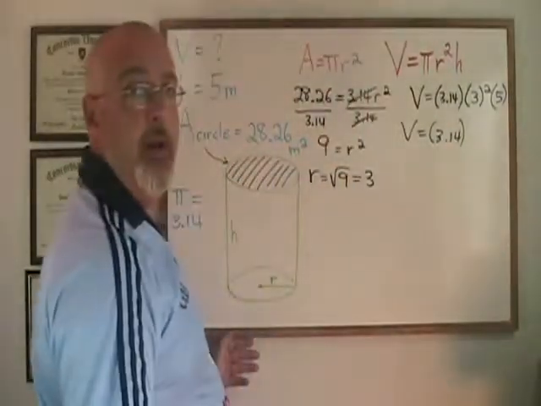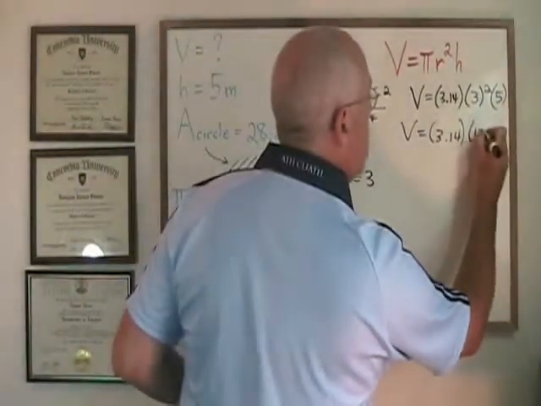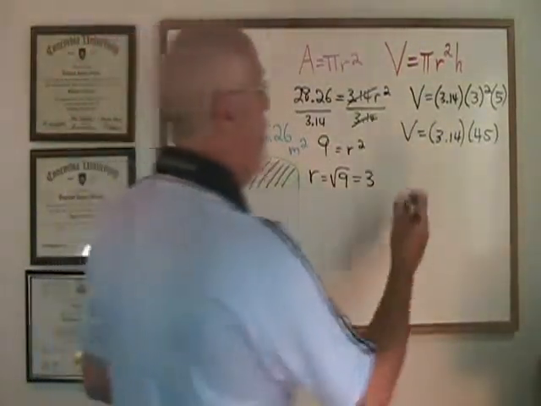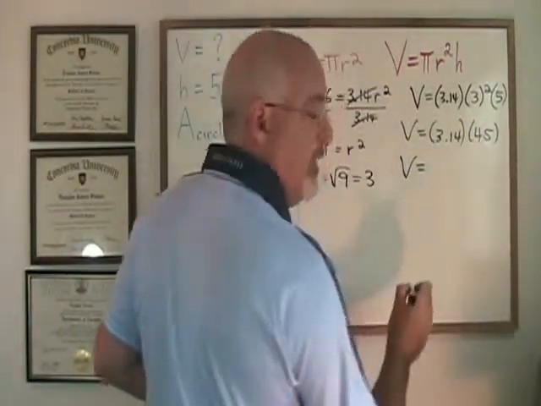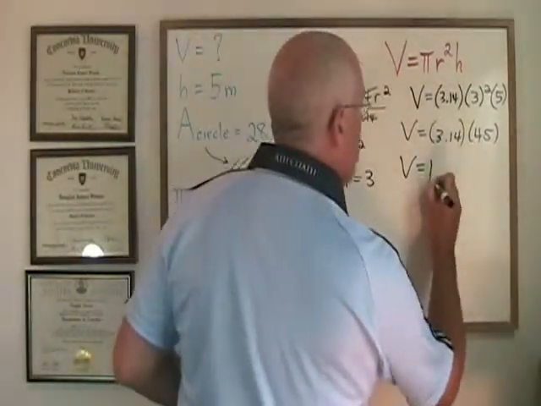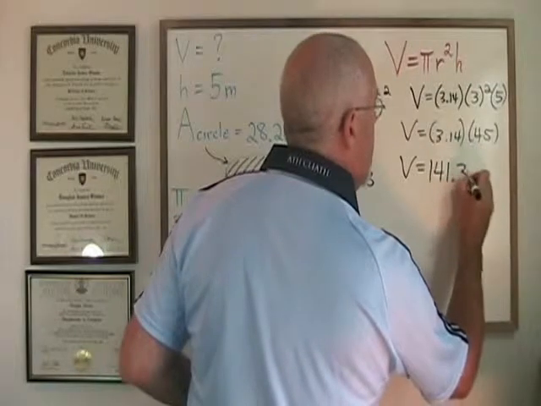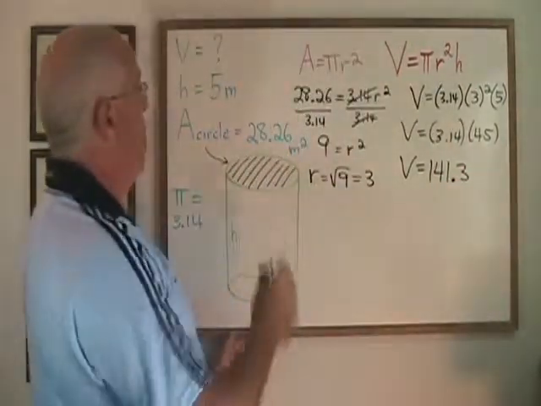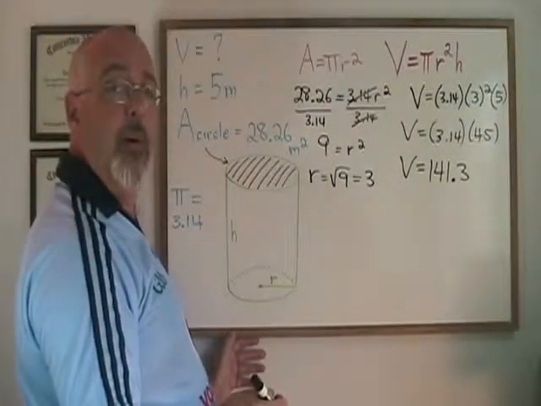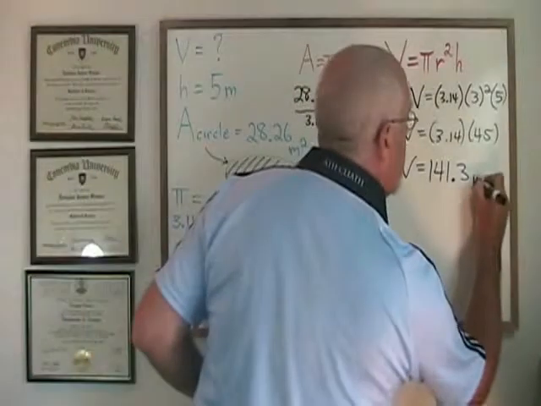Three squared is 9, and 9 times 5 is 45. So we have 3.14 times 45. And 3.14 times 45 is 141.3. Since we were dealing with meters and meters squared, and this is a volume, the volume will be given in meters cubed.